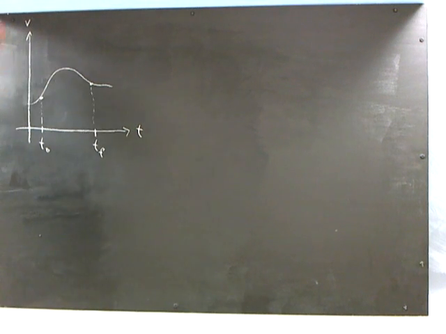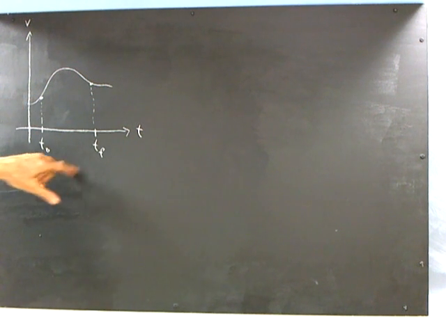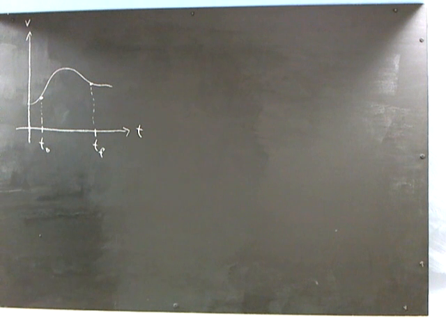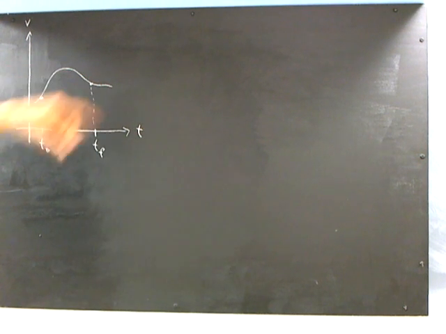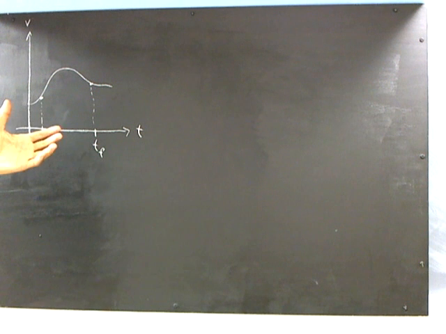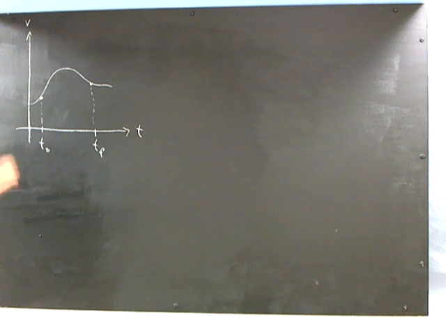Here we have a v versus t graph, and we don't have a short interval between t0 and tf. We have a longer interval, and we want to determine for this particular velocity profile what the change in position of our object is between time t0 and tf.